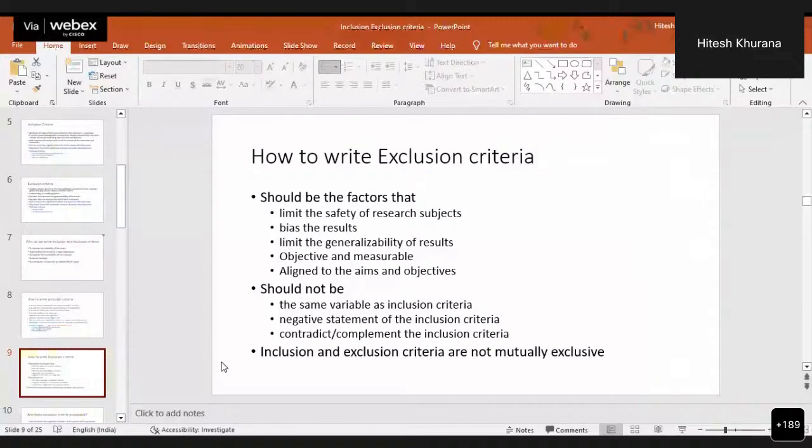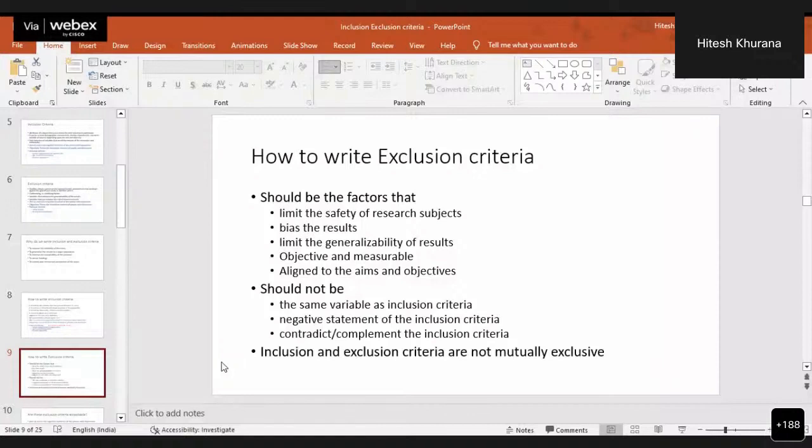And what we are doing here, we are removing those rotten stuff, and ultimately what we are getting is the pure pulse or the pure vegetable. That is the purpose of exclusion criteria. And it also serves another purpose, that it also ensures the safety of research subjects.